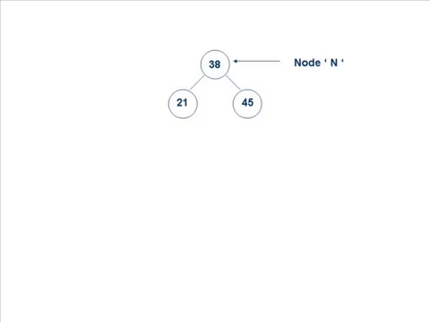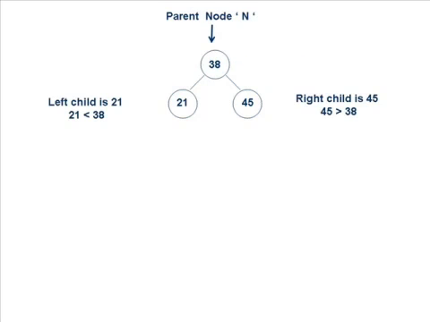To understand this, consider a small tree having just one root, one child node on the left side and one child node on the right hand side. It has three values. 38 is placed at the root node, 21 is the left child node, and 45 is on the right hand side. Because 21 is less than 38, it is placed as the left child node, and because 45 is greater than 38, it is placed on the right hand side of 38, and therefore it is a binary search tree.